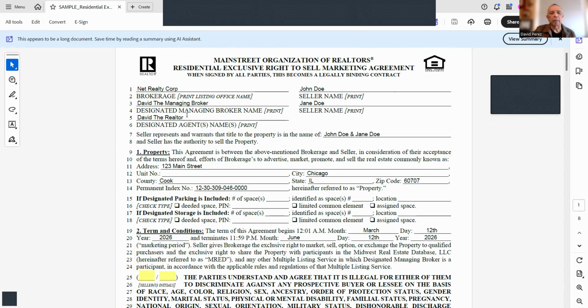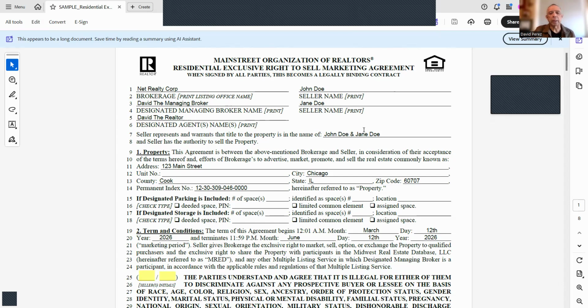Usually. In very rare cases, the managing broker will step in. Let's say the designated agent is sick or for whatever reason cannot attend. If the managing broker cannot get somebody to step in, they will do that themselves.